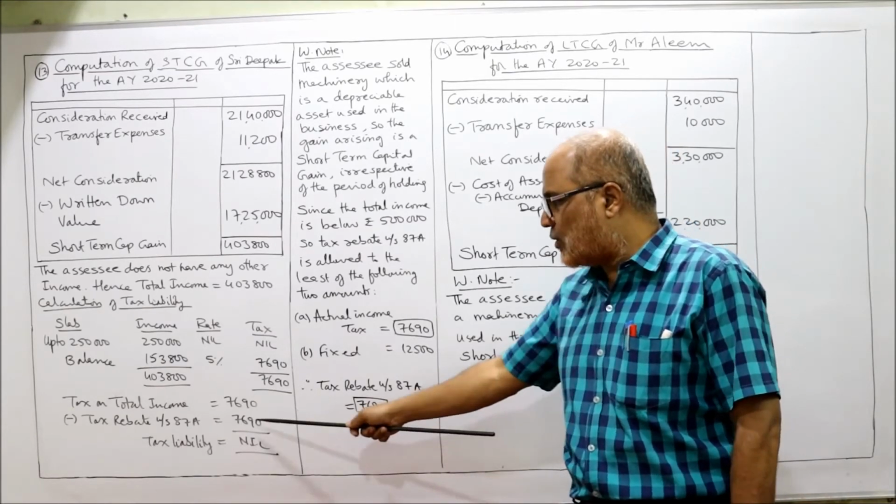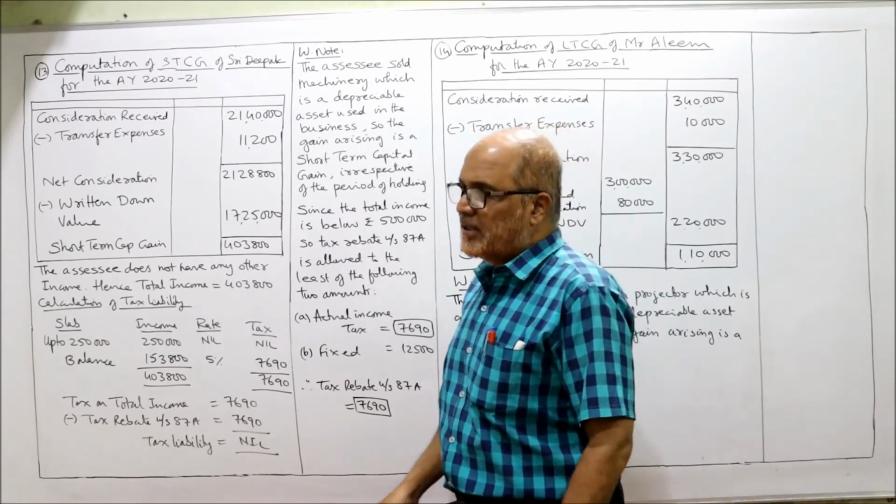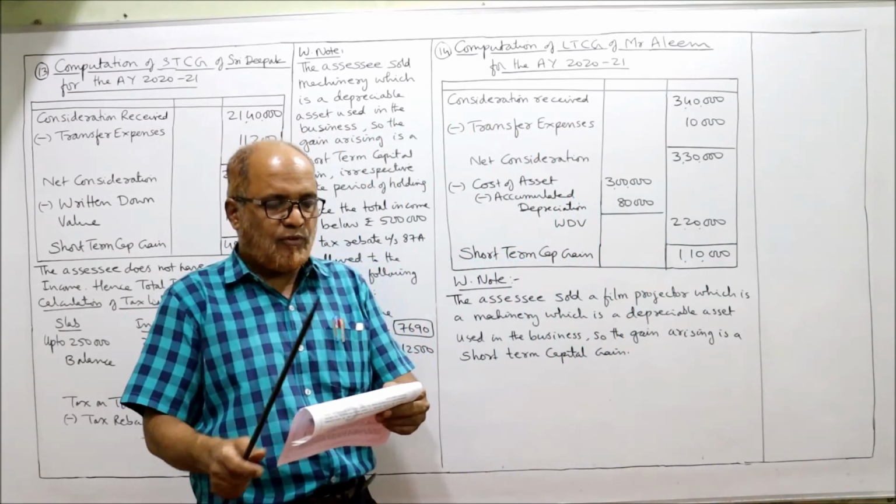So 7,690 is allowed as tax rebate. So tax liability will be nil. That's all. This is the end of the 13th problem. Now see the 14th one.